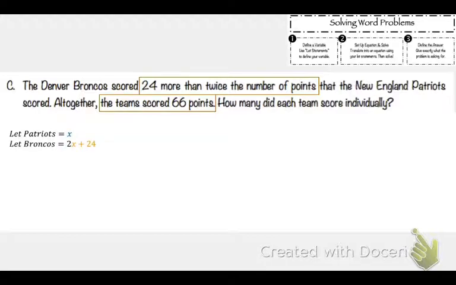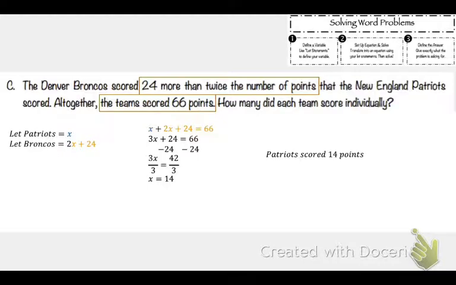And then we're going to let the Broncos be, so it's twice the number of points. That's 2 times x, and it was 24 more than twice that. So it's 2x plus 24. Okay? Altogether, it equals 66. So I'm just going to have x plus 2x plus 24 equals 66. And then you just solve this. x plus 2x is 3x plus 24 equals 66. Subtract the 24 from both sides. 3x equals 42. Divide by 3, x equals 14.